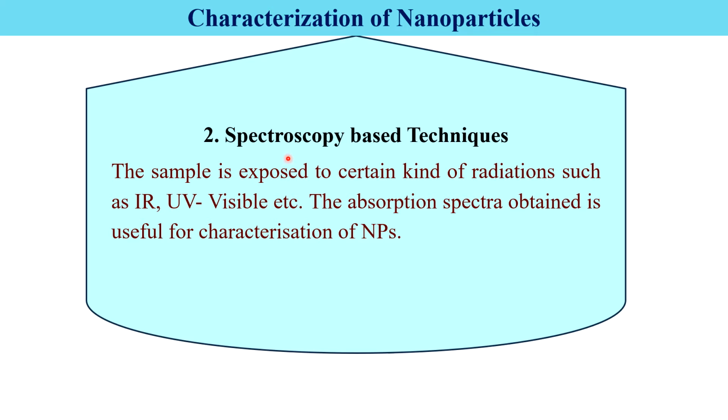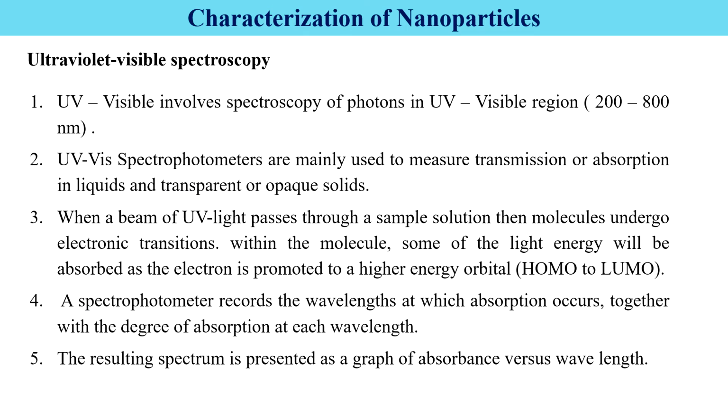Then we see spectroscopy based techniques. The sample is exposed to certain kinds of electromagnetic radiations such as IR, UV visible, etc. The absorption spectra obtained is useful for characterization of nanoparticles. The most important is ultraviolet spectroscopy. UV visible involves spectroscopy of photons in the UV visible region, that is from 200 to 800 nanometer. This is the range for the UV visible region. Out of that, 200 to 400 is the UV region and 400 to 800 is the visible region.